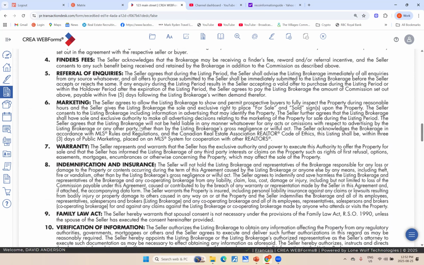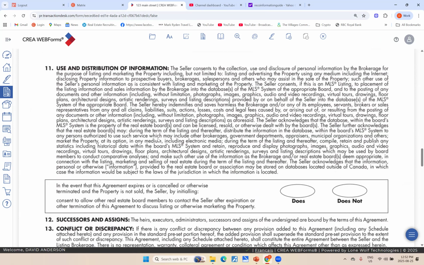The seller agrees that the listing brokerage will not be held liable in any manner whatsoever for any acts or omissions with respect to advertising by the listing brokerage or any other party, other than by the listing brokerage's gross negligent or willful act. The seller acknowledges the brokerage in accordance with the MLS rules and regulations and the Canadian Real Estate Association Realtor Code of Ethics. This listing shall be within 3 days of public marketing placed on an MLS system for cooperation with other realtors. So basically says right here that if you start to publicly market this property, it has to be on the MLS. That is a new rule.